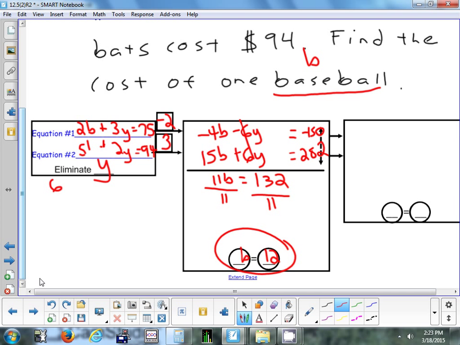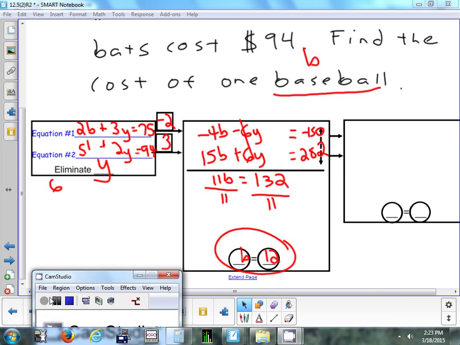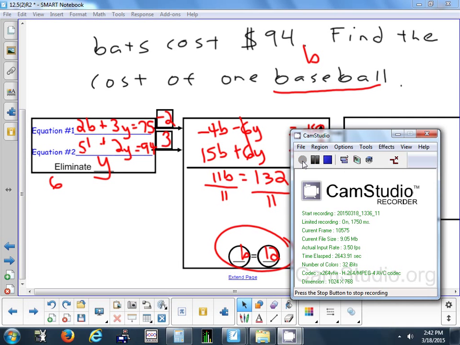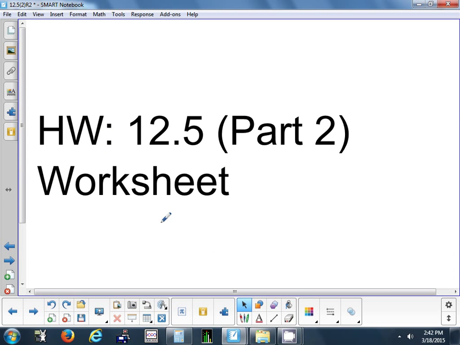All right, now, before we go on, we're going to do one more with the papers. Great, so for homework tonight, you guys will be doing a worksheet on 12.5, part 2.